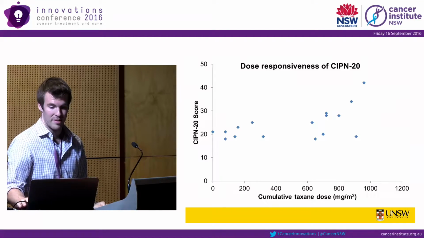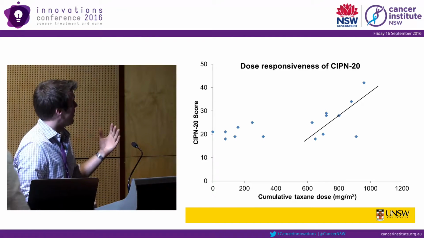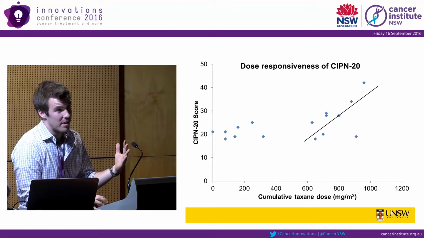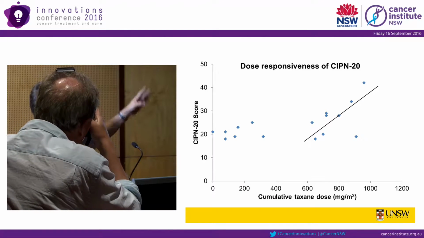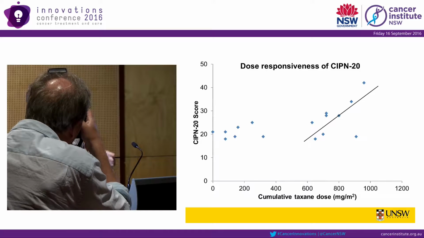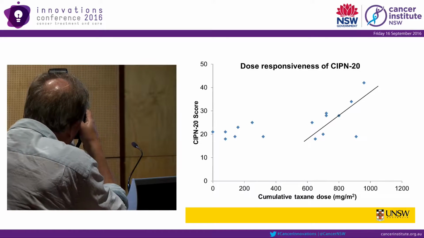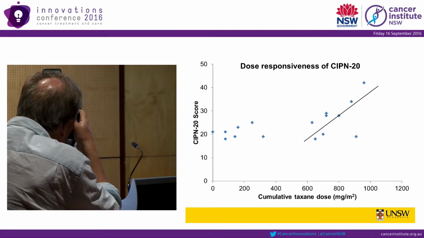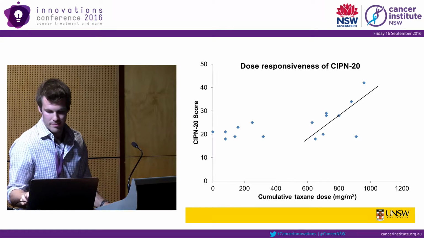And this makes sense based on things that we already know about CIPN, specifically that it follows a dose-response mechanism. So after a certain neurotoxic threshold dose, which for taxanes is 300 milligrams per meter squared, increasing dose leads to increased severity of neuropathic symptoms. And the CIPN-20 patient-reported outcome questionnaire does appear to be sensitive in picking up those changes correlated with dose.